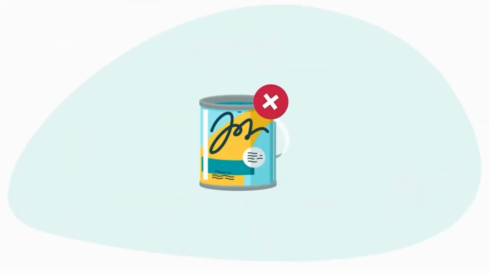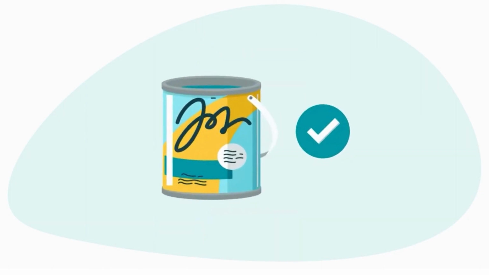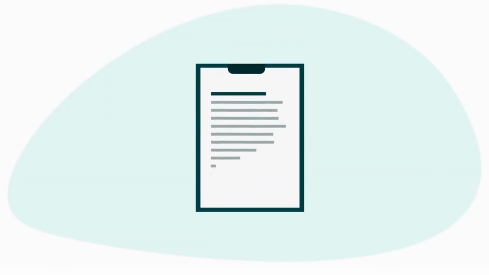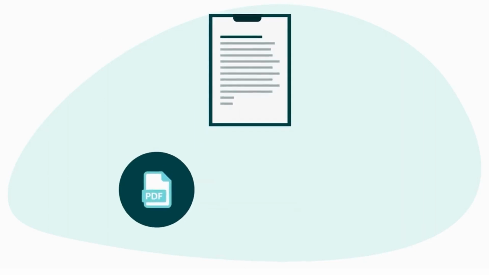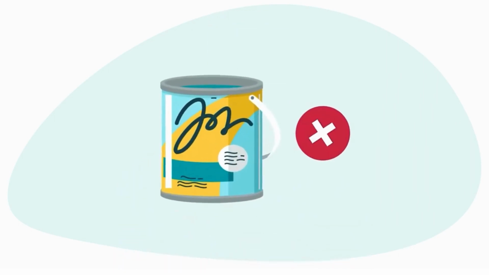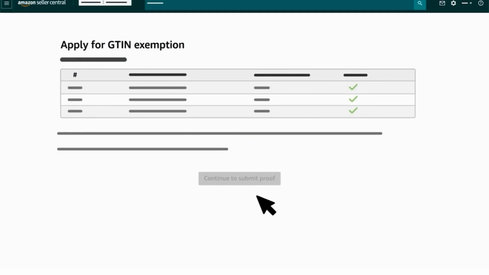If your product isn't eligible for an exemption, start the listing process again when you have a product ID. If your product is exempt from a product ID, a list of exempt product categories and brands will appear. If you have confirmation that your brand is eligible for an exemption, click Continue to submit proof. Proof must be submitted as a file or document in PDF, JPEG, or TIFF format. If your product isn't eligible for an exemption, you won't be able to click the Continue to Submit Proof button.